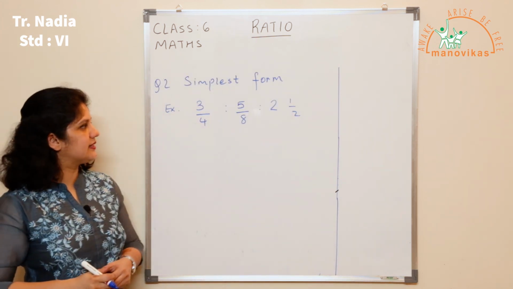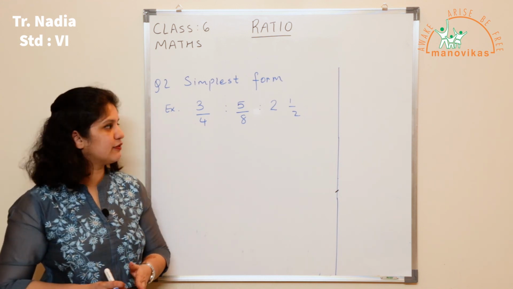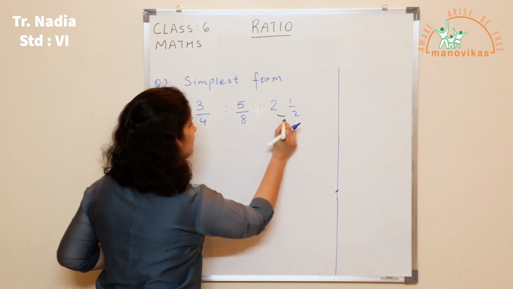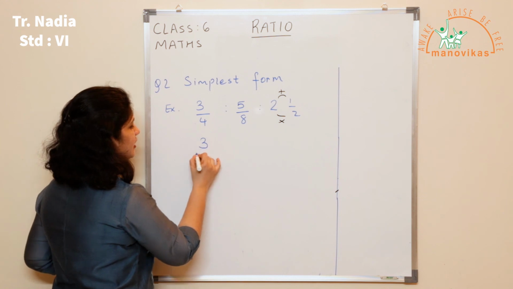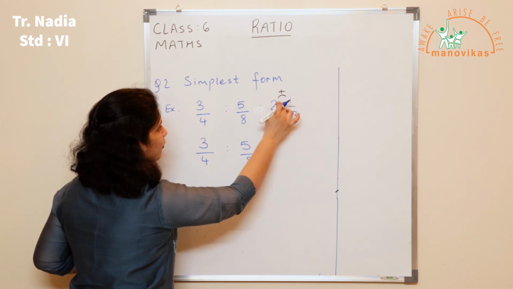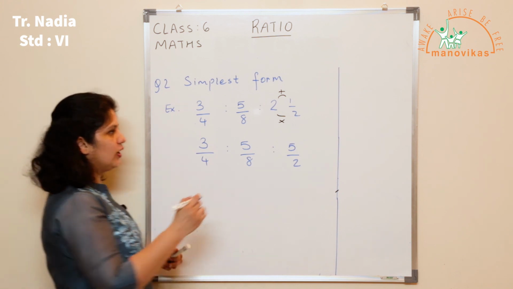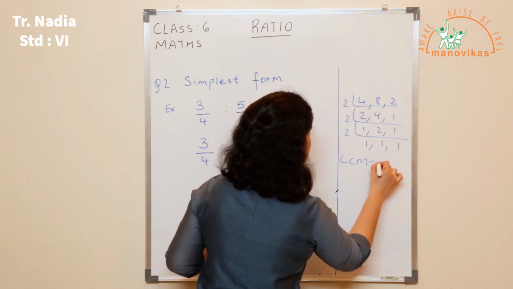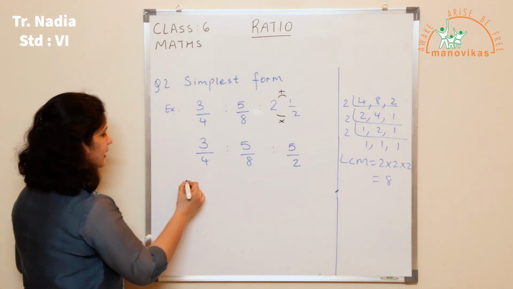Let us take one more example here. Here we are given fractions and we are asked to make it in the simplest form, but one of the fractions is a mixed number. As I have told you all before, whenever there is a mixed number, always convert it to a fraction. So this will be written as 3 upon 4 is to 5 upon 8 is to 2 2s are 4 plus 1, 5 upon 2. Convert the mixed number to a fraction. Your next step will be to find the LCM of all the denominators, which is 8. Once you find the LCM, your same step goes again.